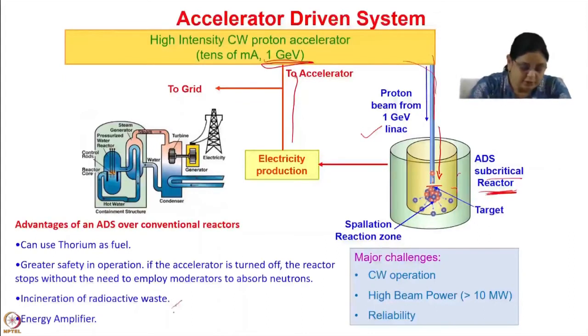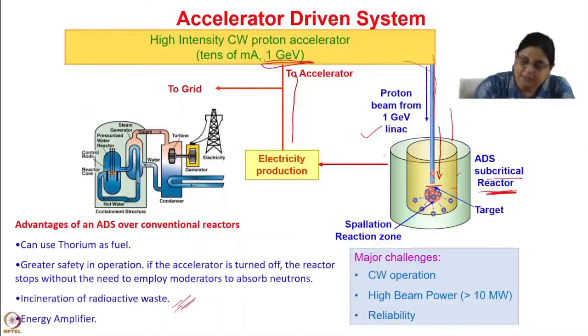It can also be used for incineration of radioactive waste. When the reactor operates, a lot of radioactive waste is generated. There are long-lived fission products which have lifetimes of the order of millions of years, which is very huge. Generally these are stored in geological repositories, but millions of years is too huge a lifetime. If you treat it in this type of system, you can reduce the lifetime to some thousands of years. So it helps that way.